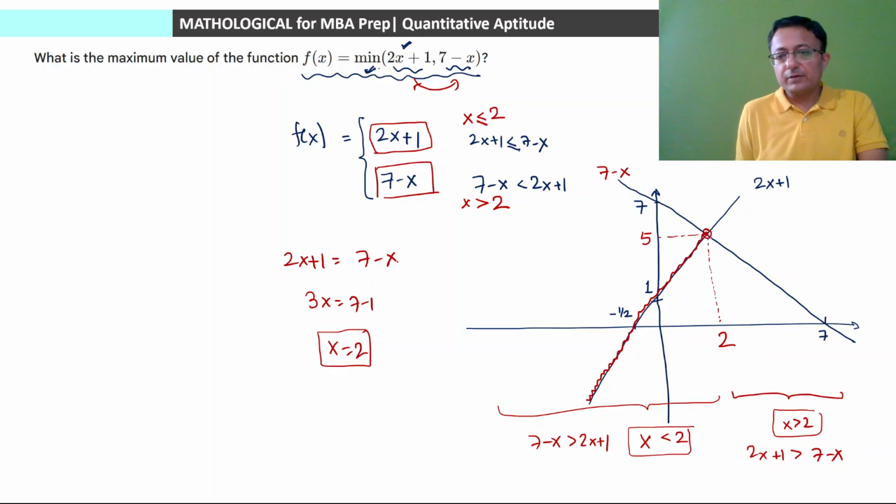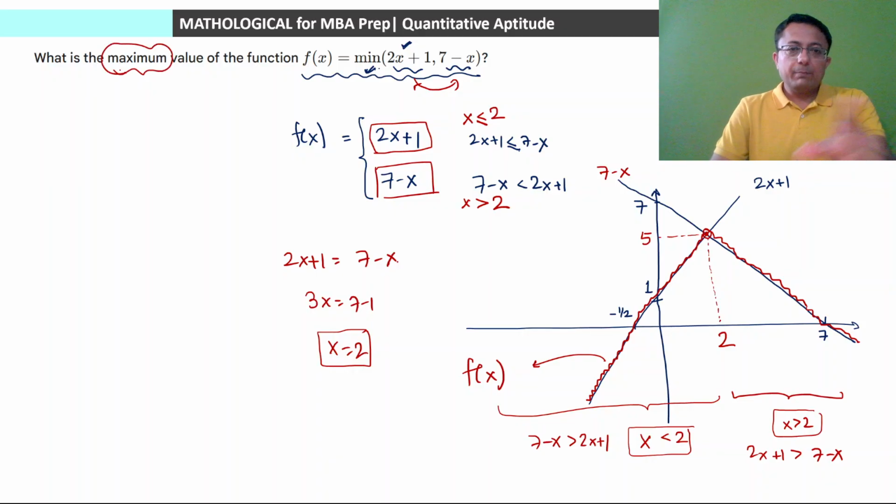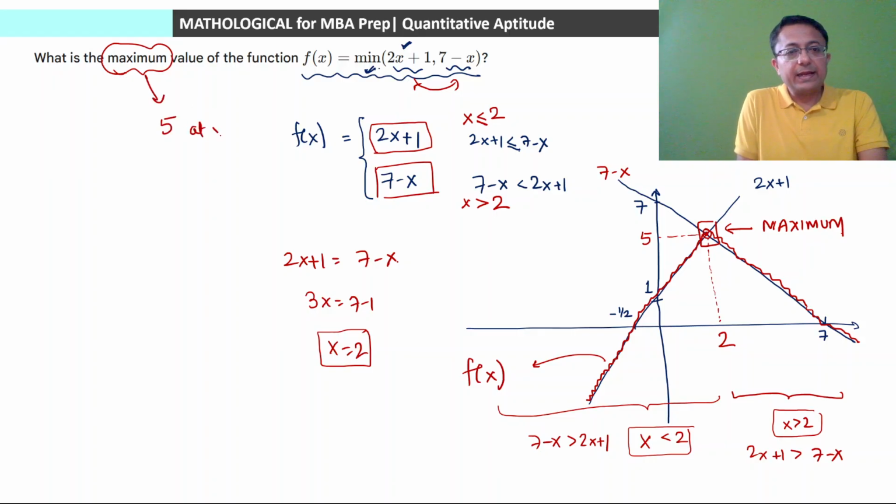Equal to 2x plus 1 when x is less than 2 and equal to 7 minus x when x is greater than 2. So this will be our graph of f(x). And the question is asking for the maximum value of the function f(x) that is defined by a minimum. So what will the maximum value be? That will be at the intersection point. This is the maximum value, which is equal to 5. The maximum value of the function will be equal to 5 at x equal to 2. The answer will be equal to 5.